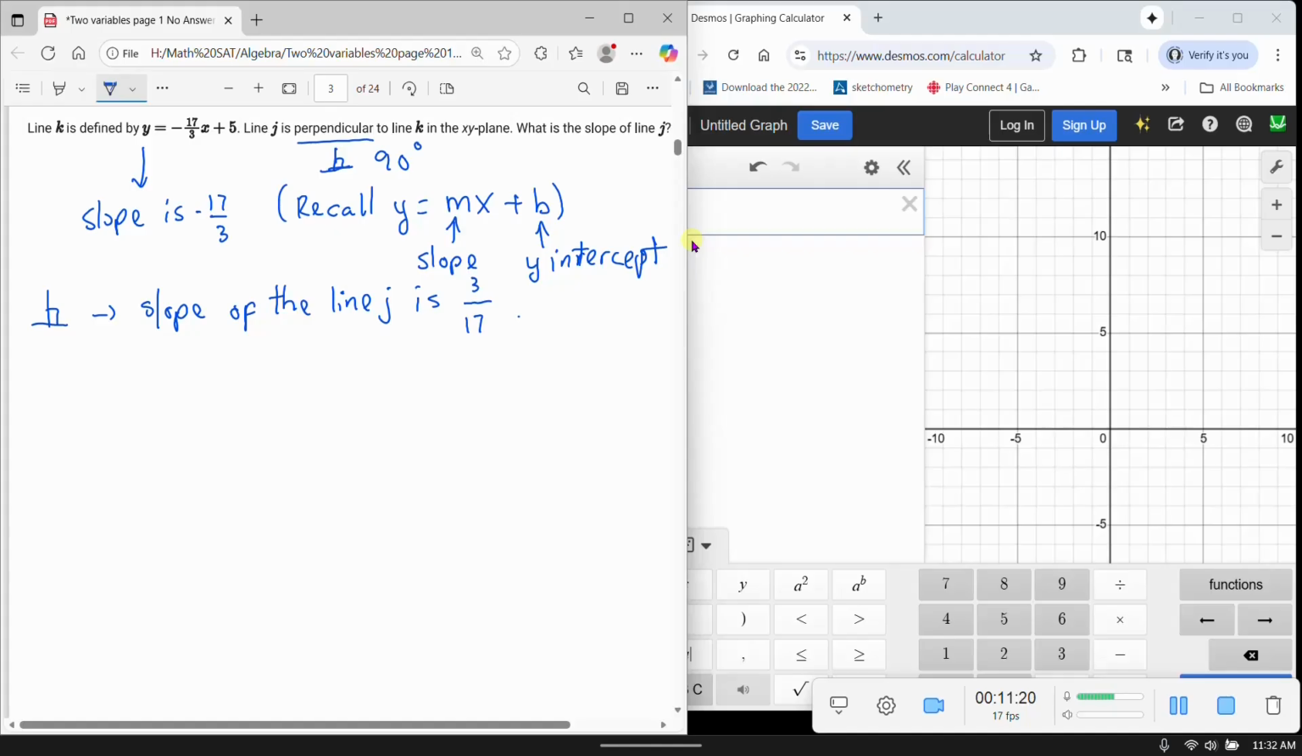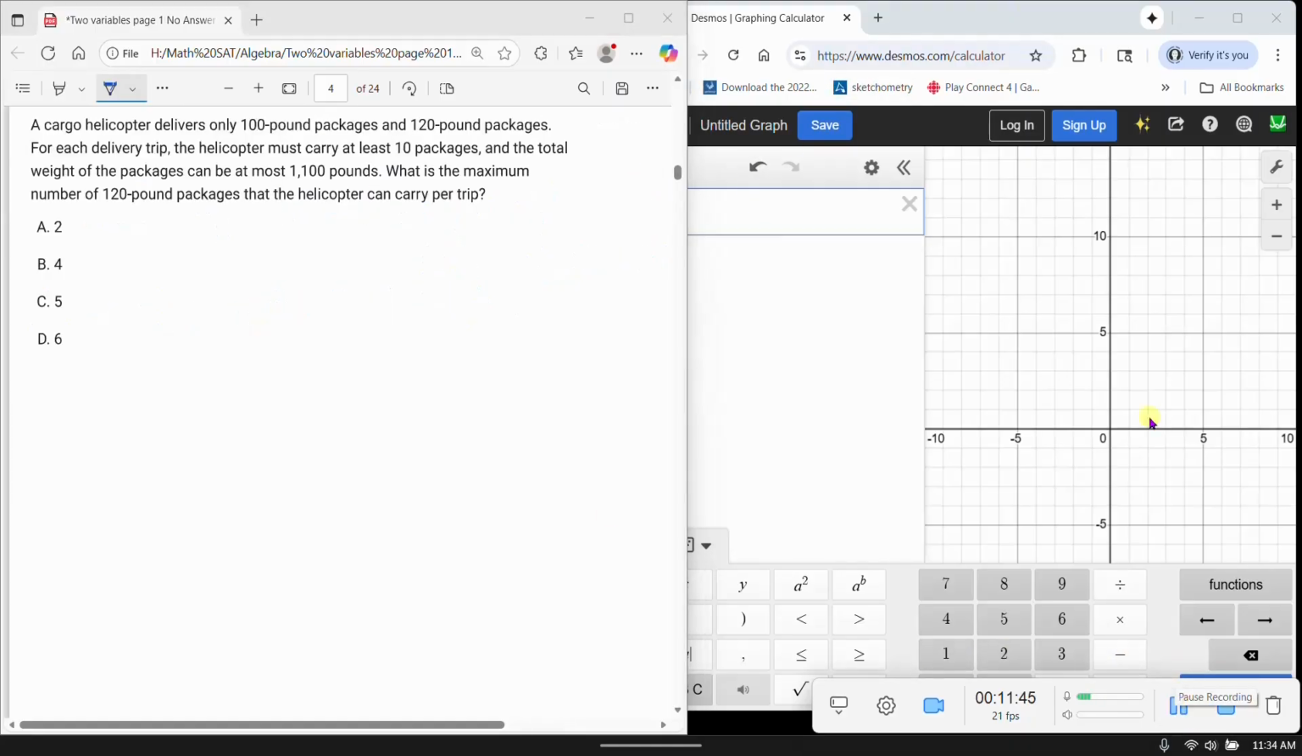So moving on. So now we know what the slope is. Oh, that's it. That's all they asked. I thought they were going to ask what's the equation of J. We're done. They didn't even ask us to find the equation, so it's easy. So let's read the question.